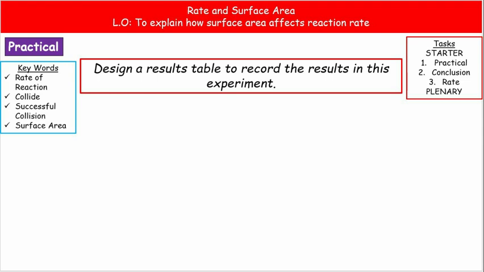Okay, next thing I'd like you to do then is to design me a results table that would allow us to record the results in this experiment. So make sure you're thinking about headings, units, all those important things that we would need for a results table, and then write that results table into your books. So the outline of your results table with all the correct headings, put that into your book. I'm just going to give you a couple of minutes to have a go at designing this.